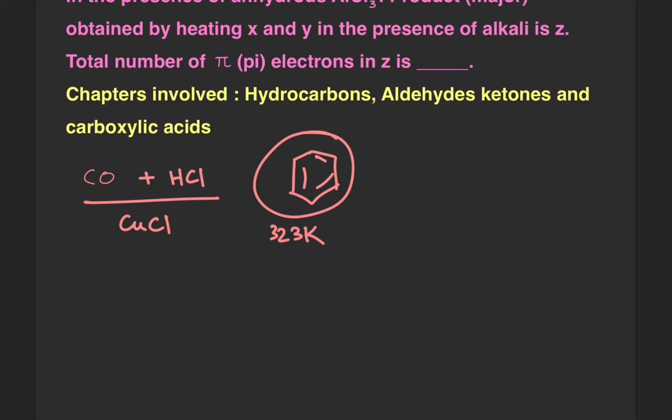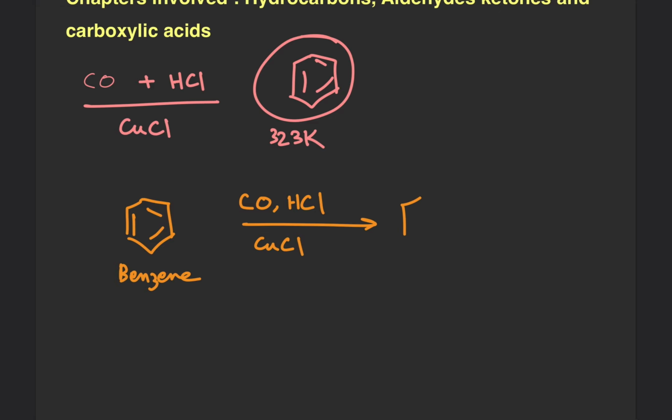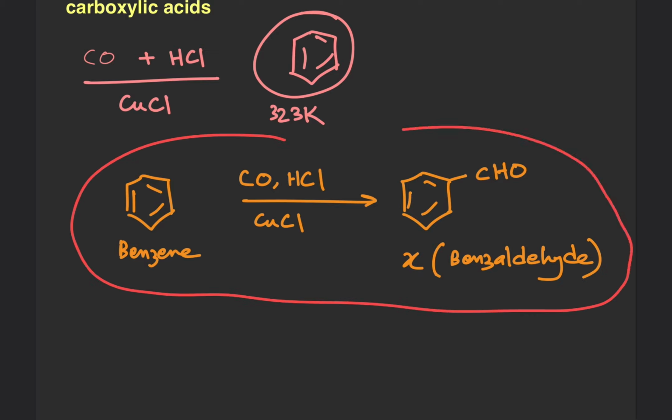So with respect to reactions, I can show it in this fashion. We have benzene, and the reactants are CO and HCl, and the catalyst that we are using is cuprous chloride, that is CuCl. So we will get benzaldehyde. This is our X. Also, this reaction is known as the Gattermann-Koch reaction.